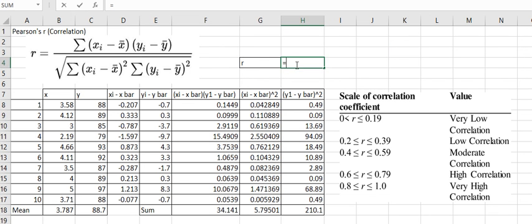So Pearson's correlation should be this one divided by the product between this one and this one, to the power of 1 over 2, and that is about the square root. And we got the value in here. And if we check on the table, we can see that R between 0.8 to 1 is about very high correlation.